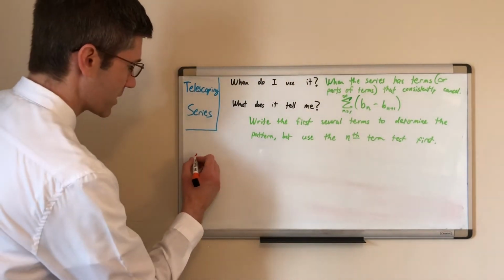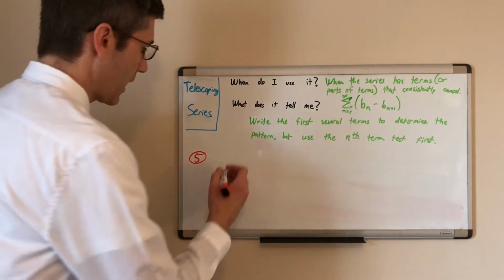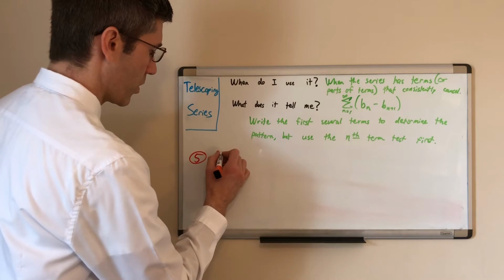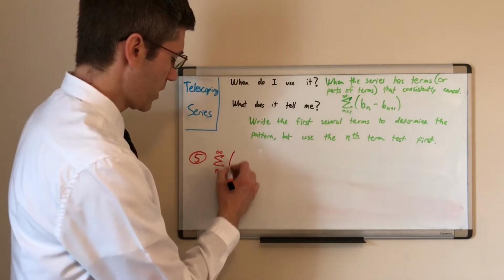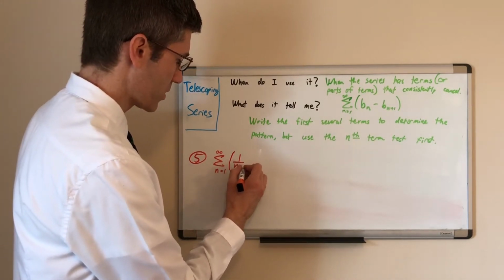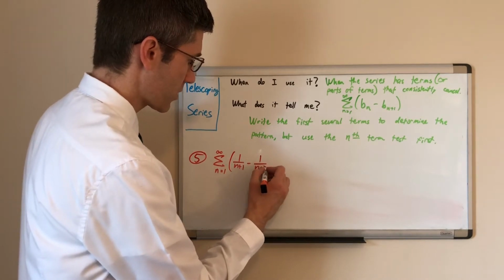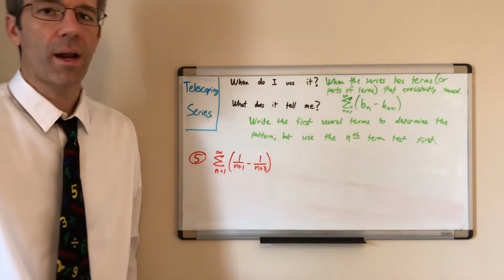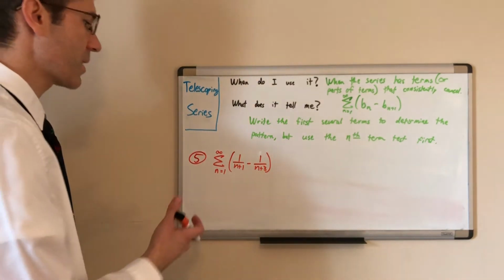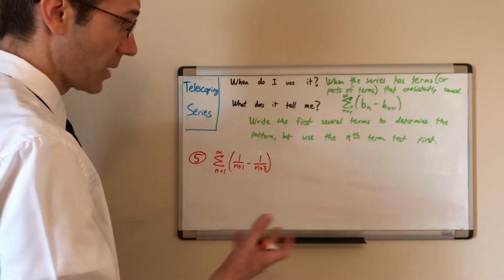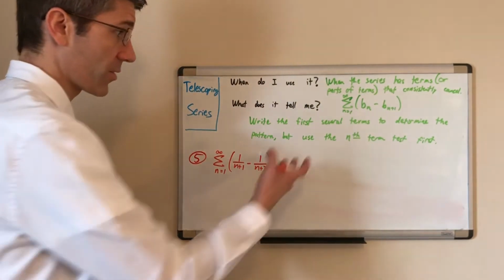Switch colors here. This is example number 5, and we are going to use just one example on this one. We're going to go from n equals 1 to infinity of 1 over n plus 1 minus 1 over n plus 3. Okay, and let's see what happens here. If we were to take this all the way to infinity, then we would basically be approaching 0. So sure enough, the nth term test works.